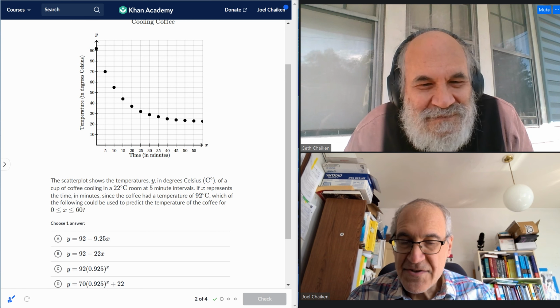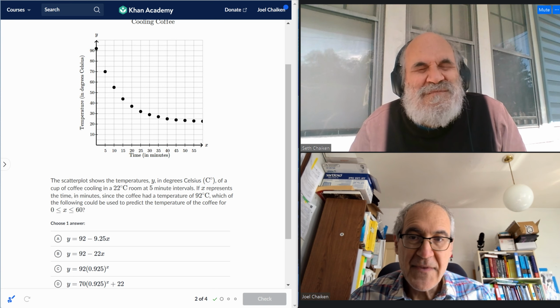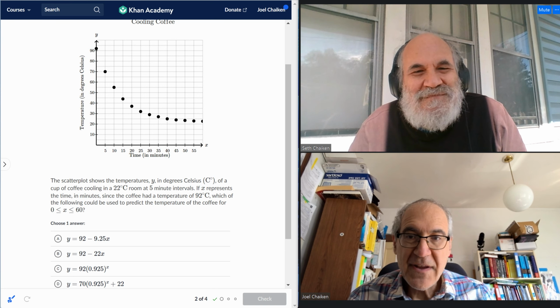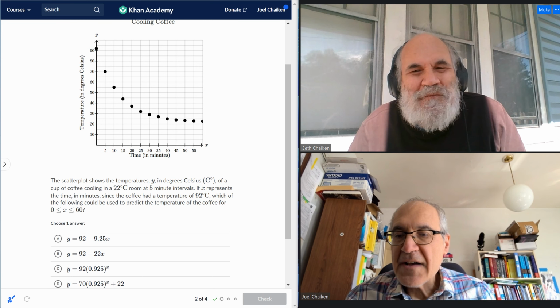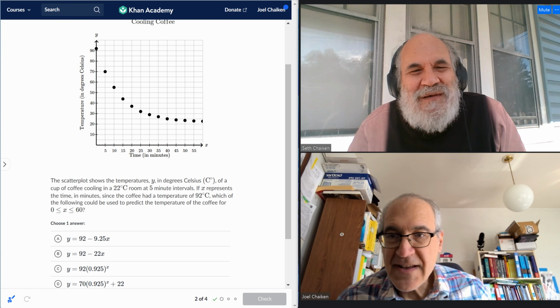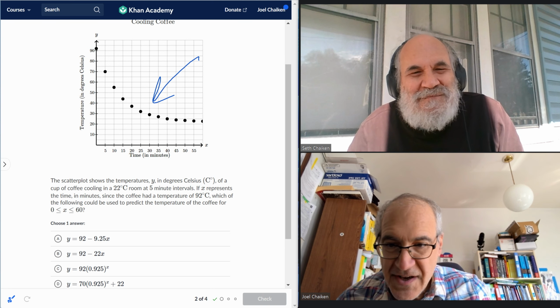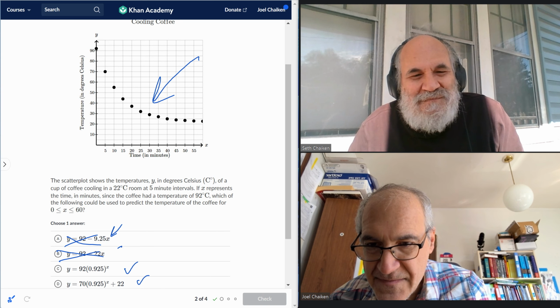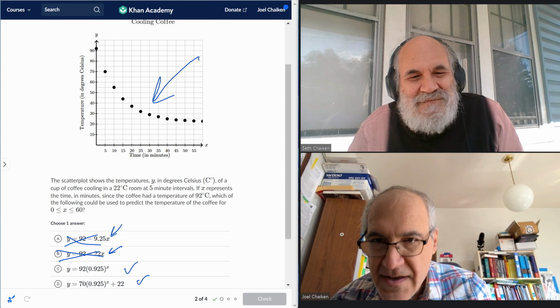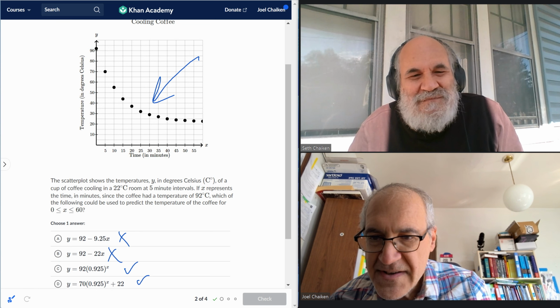So, let's first look at the form. It looks like an exponential going down, doesn't it? It has an exponential curve to it. So, these are exponential, these are not. These are linear, and the graph is not linear. See, there's no exponent in the x on these. So these are out. Now it's a question of these.